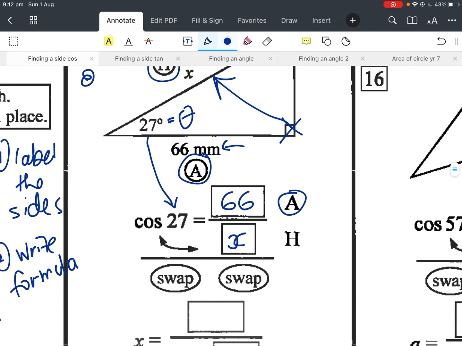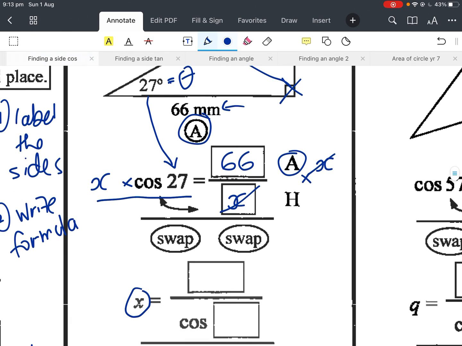So here it's x, so I'm going to times both sides by x. When I do that, I cross out the x values. Yay, which is fabulous. So I end up with x times cos 27 equals 66. Now if you look at the second line, you'll notice x is on its own.